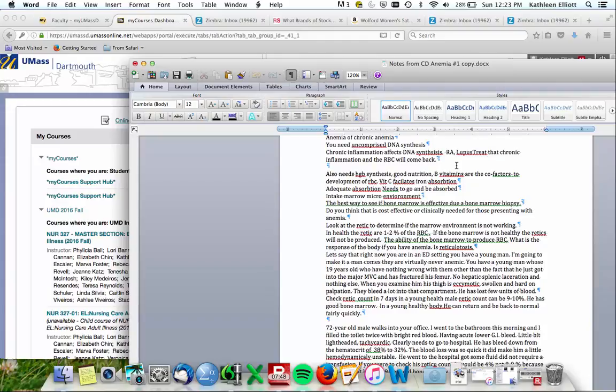If someone's healthy, the reticulocyte count should be 1 to 2% of the RBCs. If the marrow is not healthy, the retics will not be produced. That is the ability of the bone marrow to produce RBCs. What is the response of the body if you have anemia? If you have anemia and you're healthy, the body's going to respond with reticulocytosis. It's going to increase those immature red blood cells in an attempt to correct the anemia.